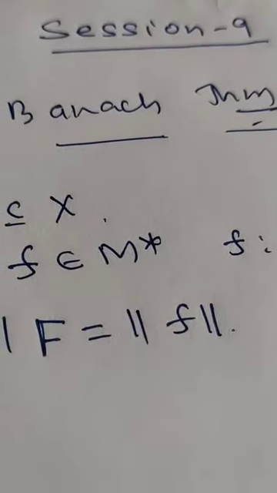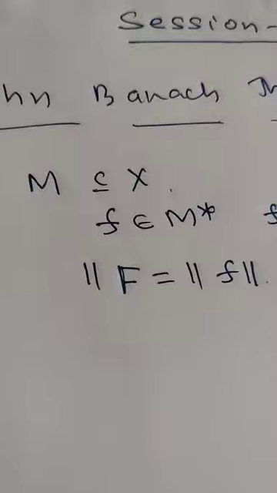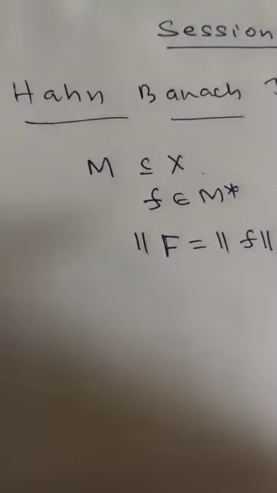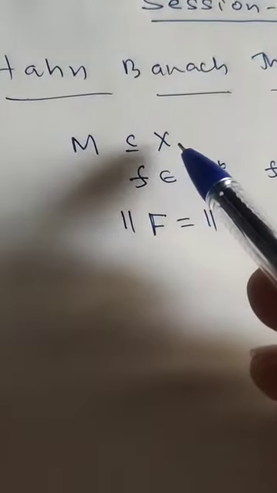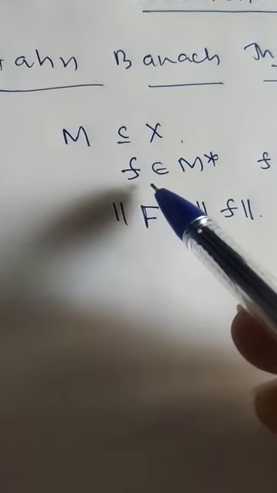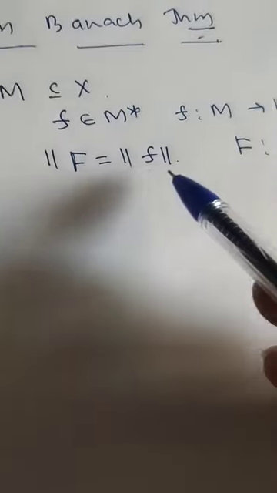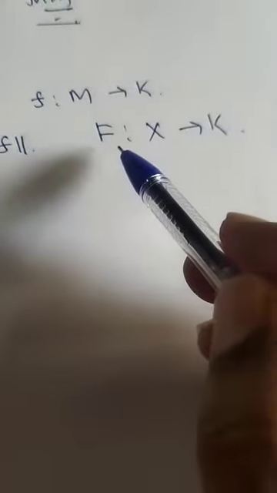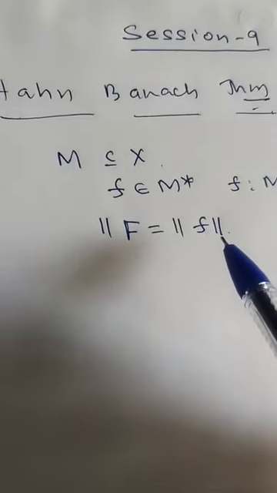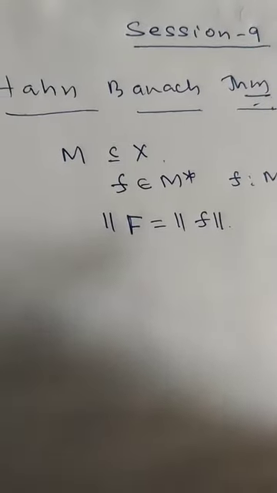So in the last class you have studied what is meant by the Hahn-Banach theorem. The Hahn-Banach theorem states: if M is a linear subspace of a normed linear space X and if f is a functional defined on the linear space M, that means f belongs to M star, then the function f can be extended to a norm preserving functional F defined on the whole space X such that norm of F is equal to norm of f. This is also known as the Hahn-Banach extension theorem.